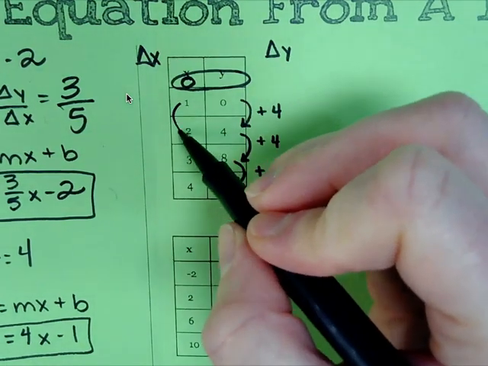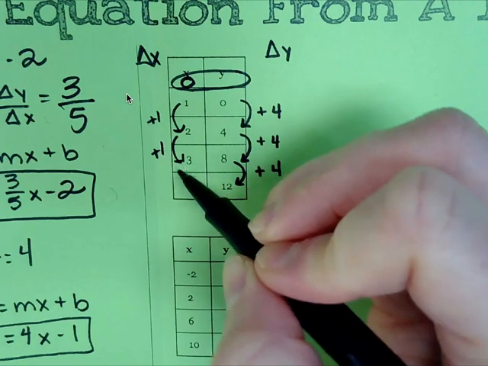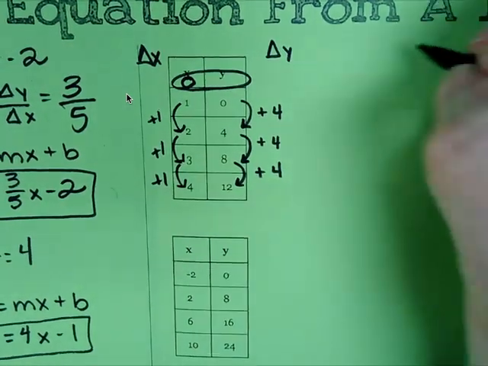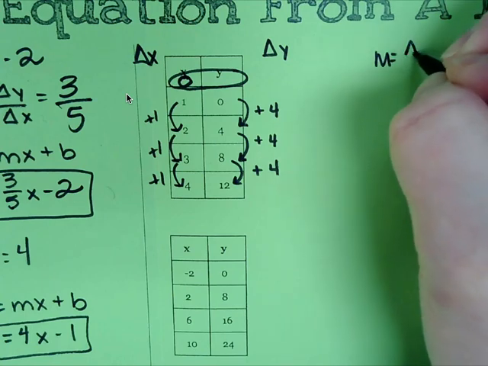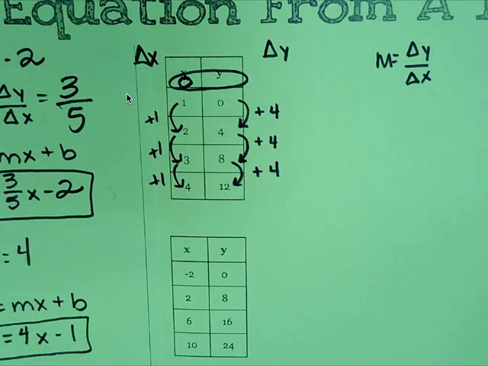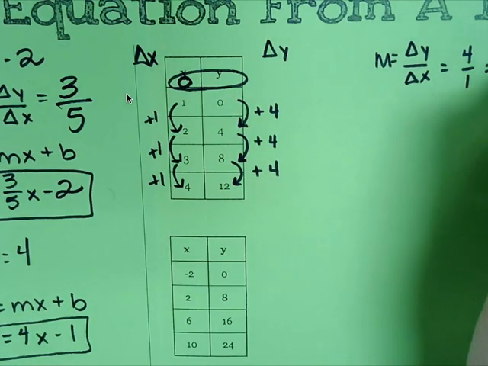And then our x's are going by ones. So change of y is on top over change in x. That'd be 4 over 1 or just 4.